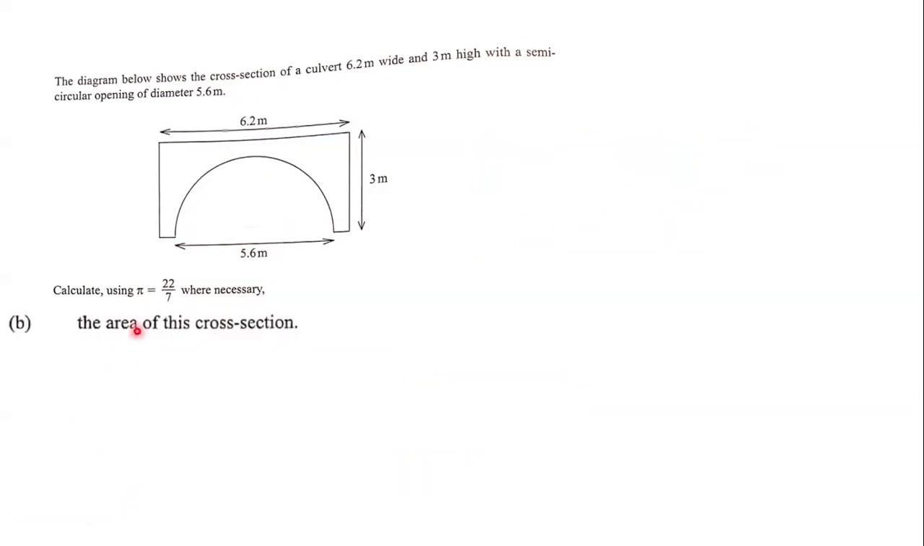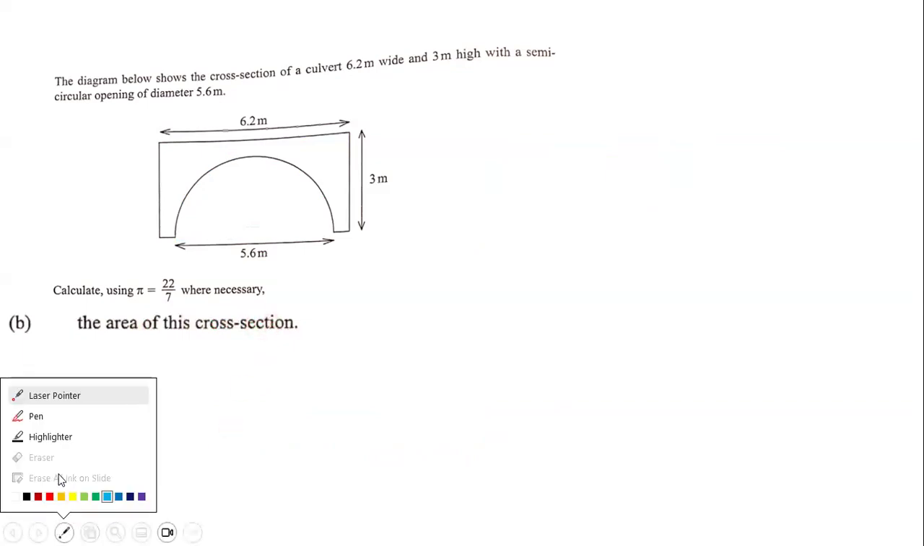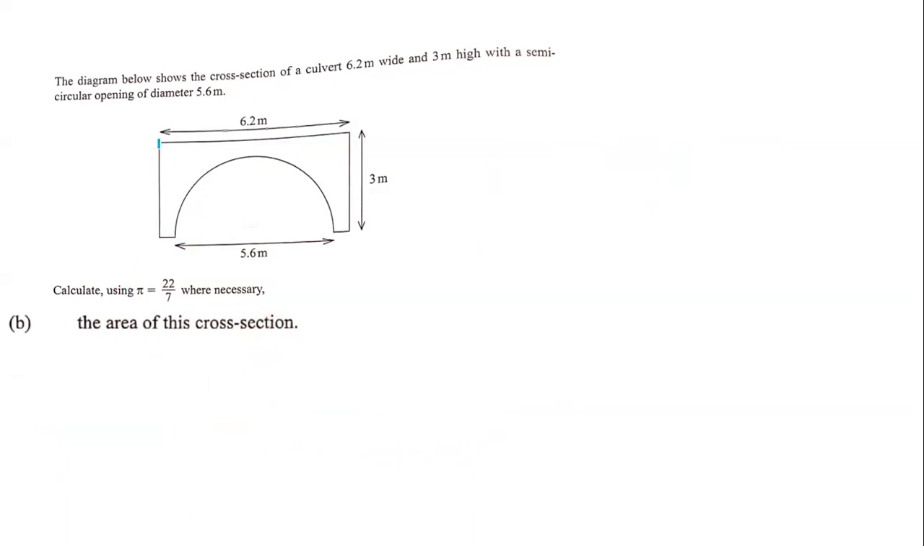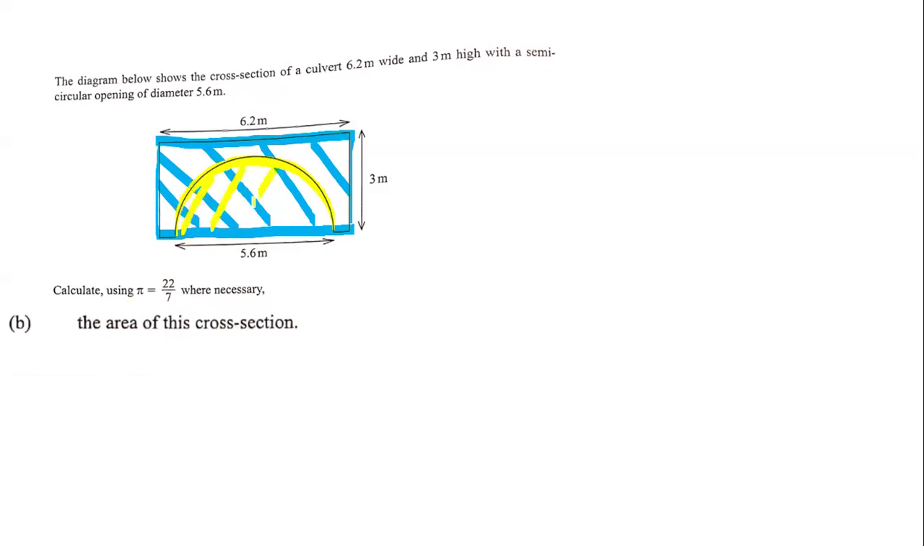Okay, next, we need to determine the area of the cross section. In order for us to determine the area of the cross section, we are going to first figure out the area of this rectangle, because this is a rectangle. The area of the entire rectangle, that's what we're gonna do first. And then we're gonna figure out, okay, what is the area of this semicircle, the area of the semicircular portion?